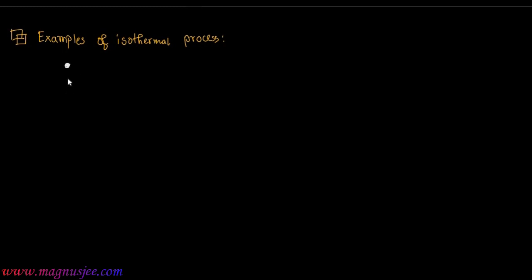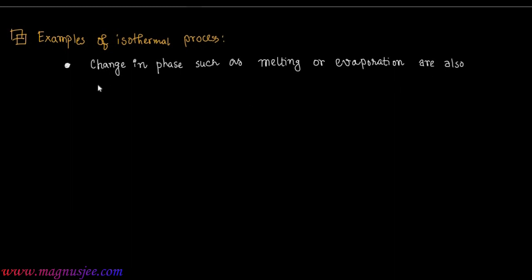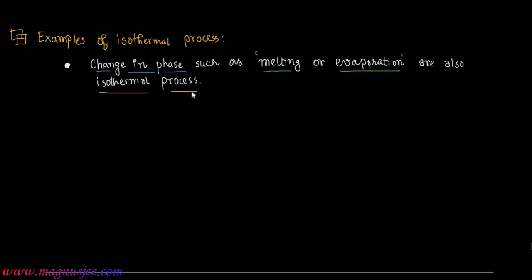Examples of isothermal process. Change in phase such as melting or evaporation are also isothermal processes.